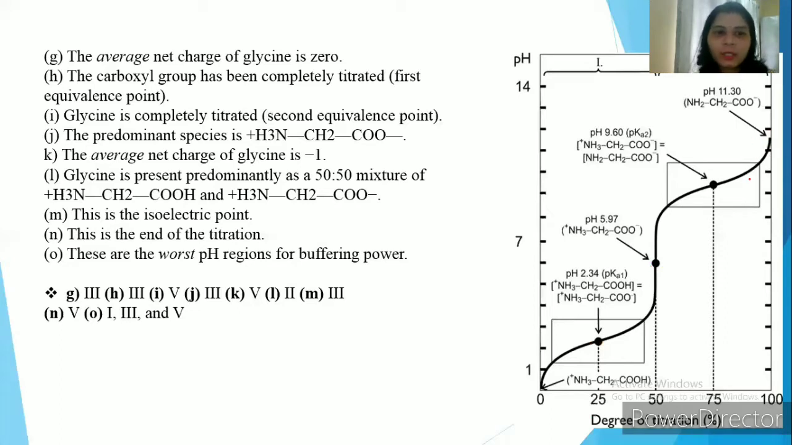The worst pH regions for buffering power are point first, point third, and point fifth, because at these points there is no ionization state change of the glycine. So these 3 are the worst pH regions for buffering power.